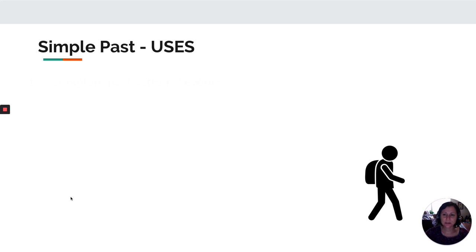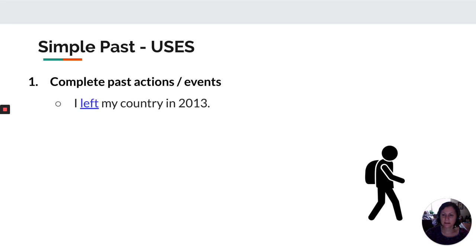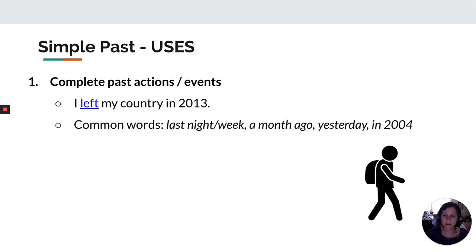Let's talk about the uses. We use simple past for completed past actions or events. I left my country in 2013. This is finished, and this happened in the past. Common words are last, last night, last week, a month ago, a week ago, 2 days ago, yesterday, in 2014.